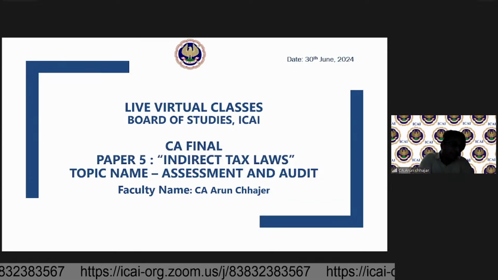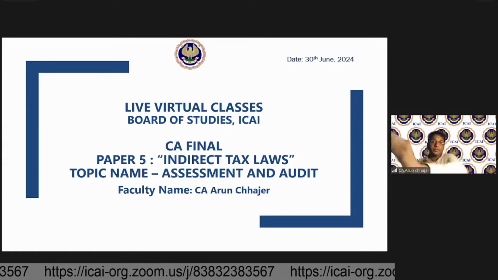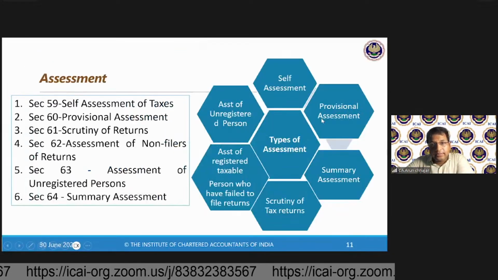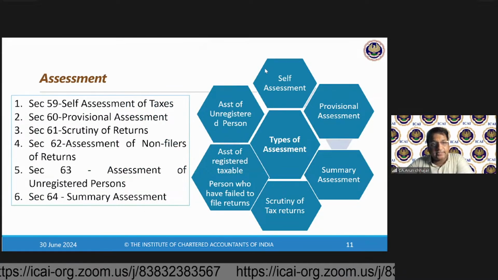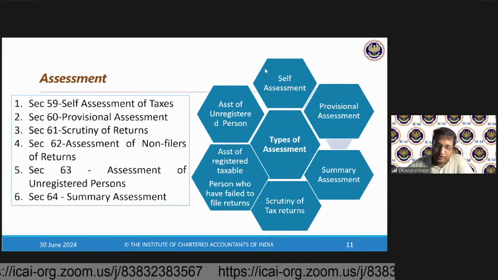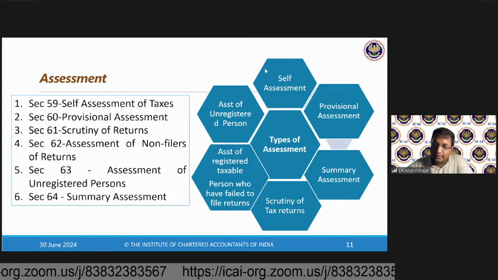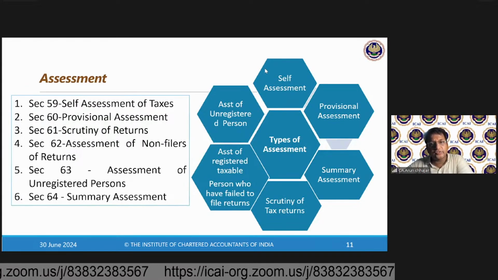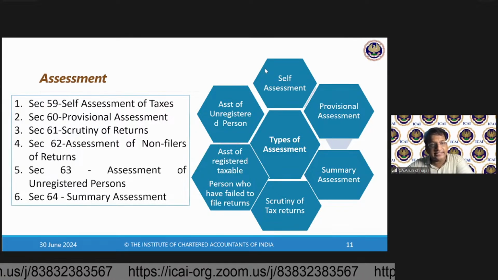Very, very important. What is the assessment? What is the audit? So the GST is talking about various assessments, section 59 to section 64: self-assessment, provisional assessment, summary assessment, scrutiny of returns, assessment of an unregistered person, or one who fails to file the return, etc.